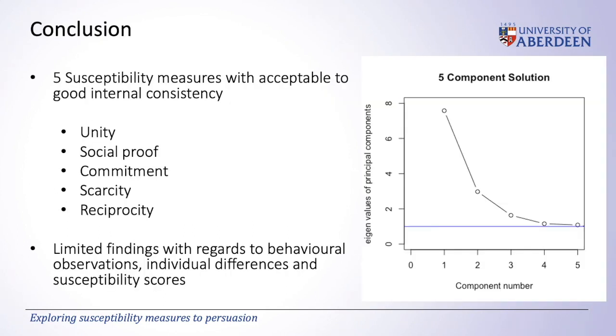In summary, in this work we investigated how we can measure susceptibility to persuasive strategies based on Cialdini's principles, including the latest defined principle, unity. Building on previous work in this area using the susceptibility to persuasion scale, we presented in our paper 5 measures of susceptibility to unity, social proof, commitment, scarcity, and reciprocity, and these have acceptable to good internal consistency. We also present some limited findings with regards to individual differences and reported susceptibility scores.